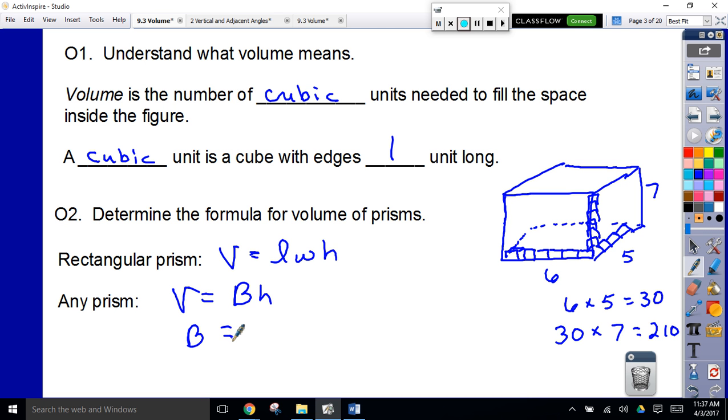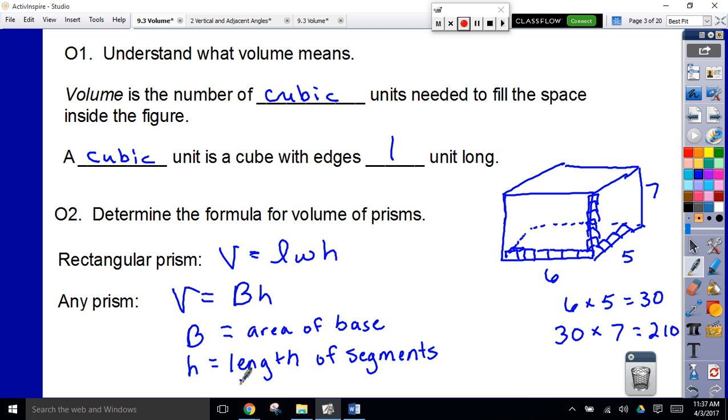So B stands for the area. Actually, you know what? Yeah, let's leave it like that. B is going to be the area of the base, and H is the length of the segments connecting the bases.